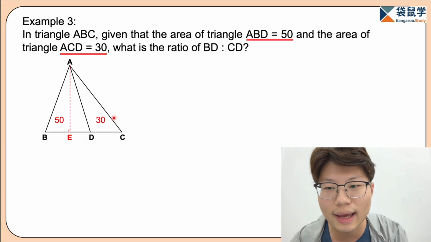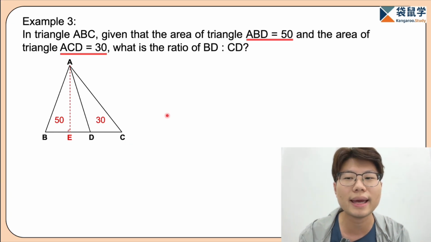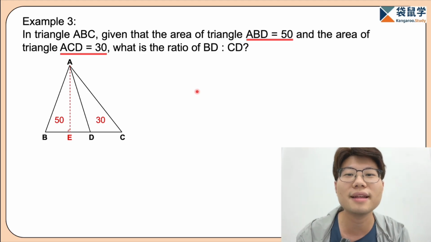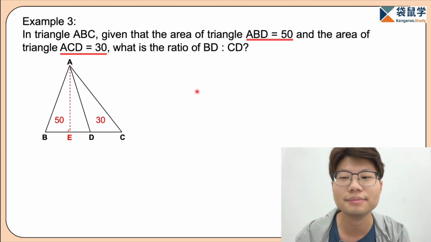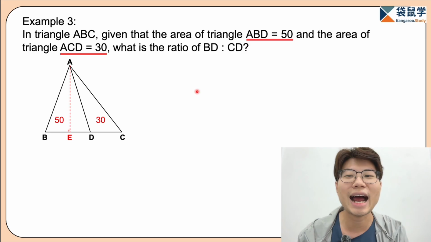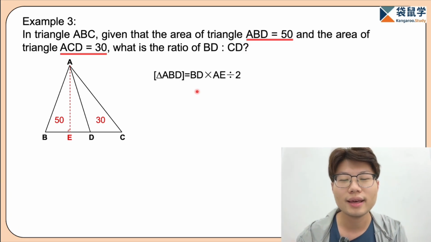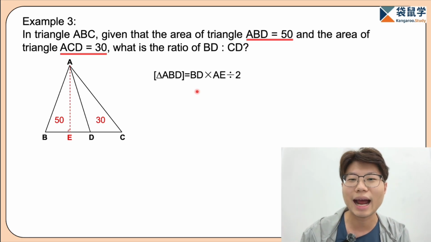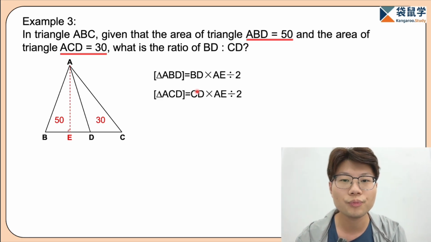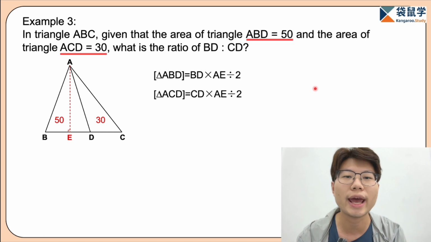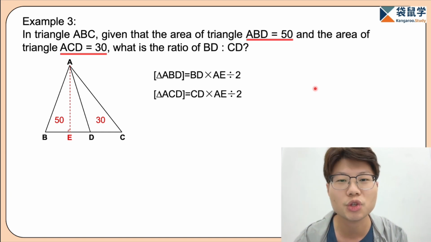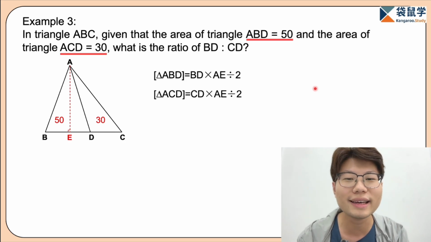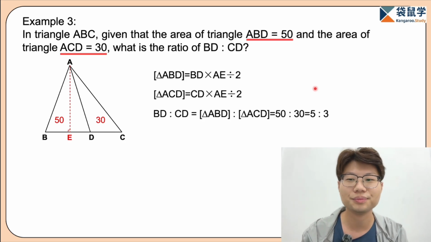And in the triangle ACD, if we take CD as its base, we can also find the height is also AE. So how to represent the area of triangle ABD? It is BD times AE divided by 2. And similarly, the area of triangle ACD is CD times AE divided by 2. And they share the same height, so their area is only related to their base. BD to CD is 50 to 30, which is 5 to 3.